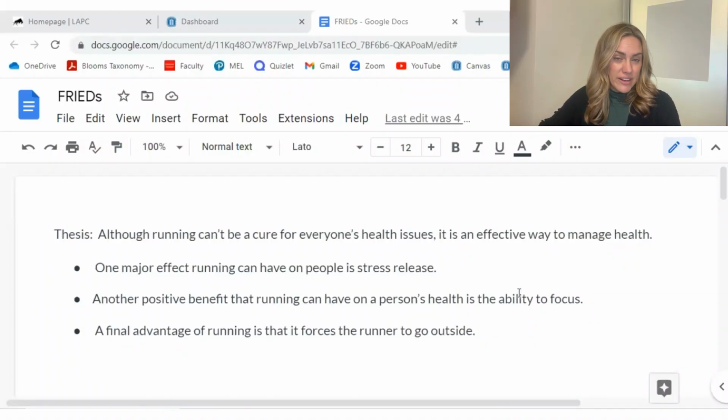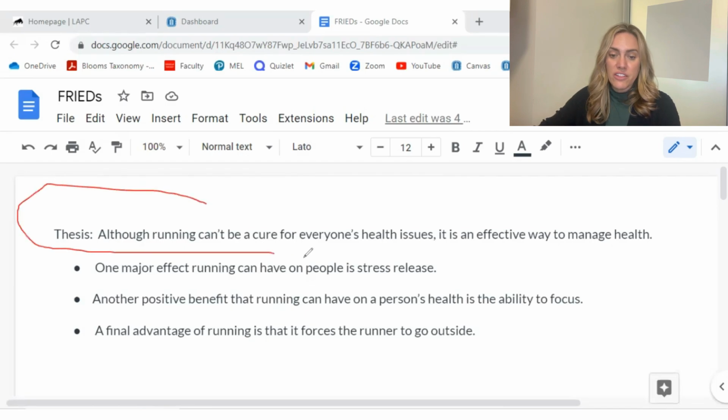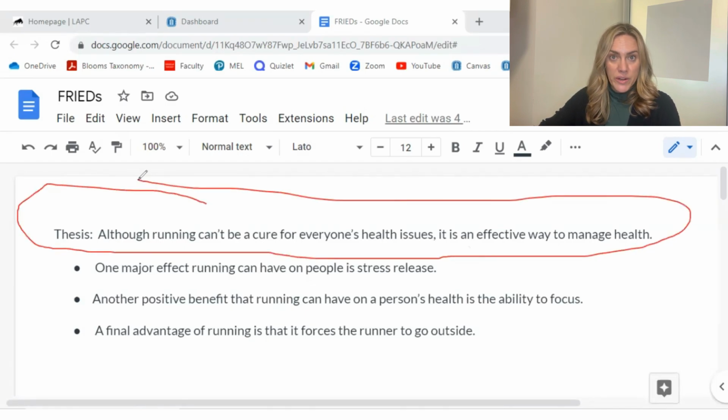So let me show you how it works. For example, let's say this is your outline, a very simple outline for a paper that you are going to write. So you have your thesis, which I'll read. It says, although running can't be a cure for everyone's health issues, it is an effective way to manage health. So let's say that's your thesis, and you already came up with 3 reasons for why this is true.